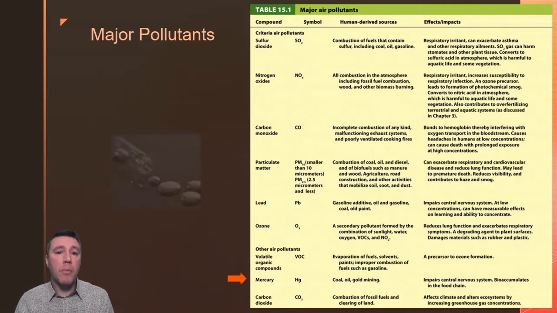Like lead, mercury is another metal found in trace amounts in oil and coal. So, when they are combusted, mercury is aerosolized and released into the atmosphere. In the next unit, we will study how toxins like mercury accumulate in the bodies of organisms found higher up in food chains.